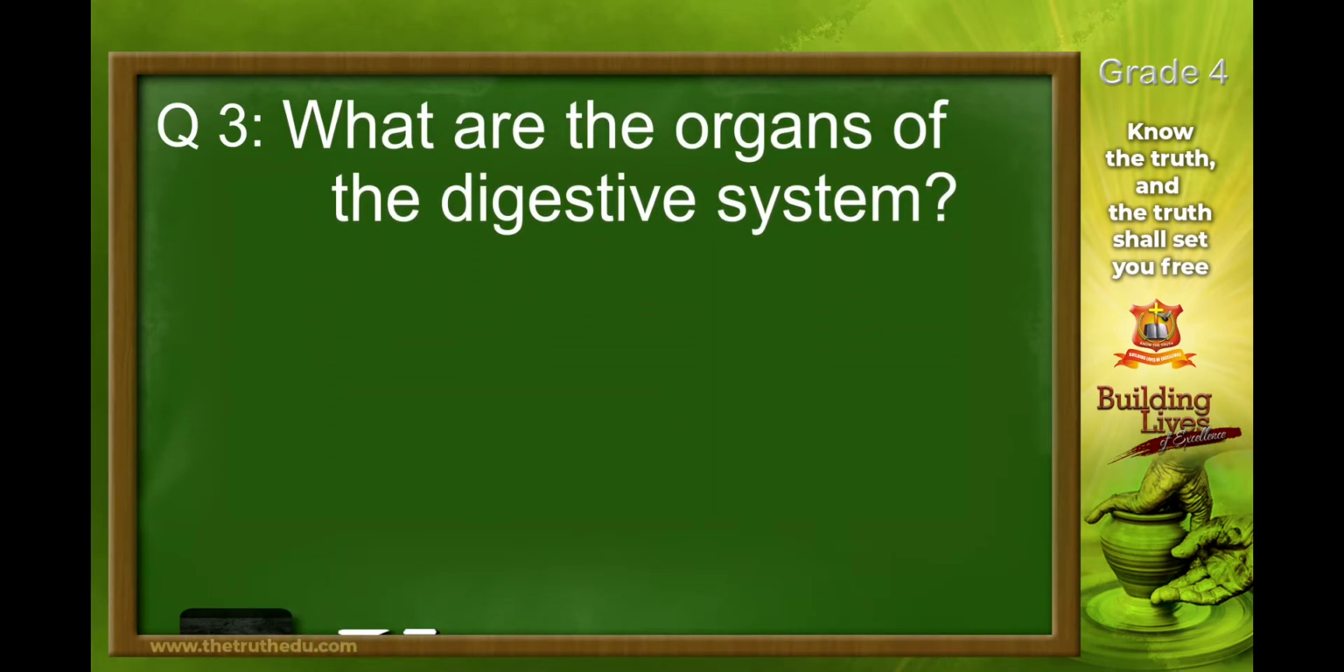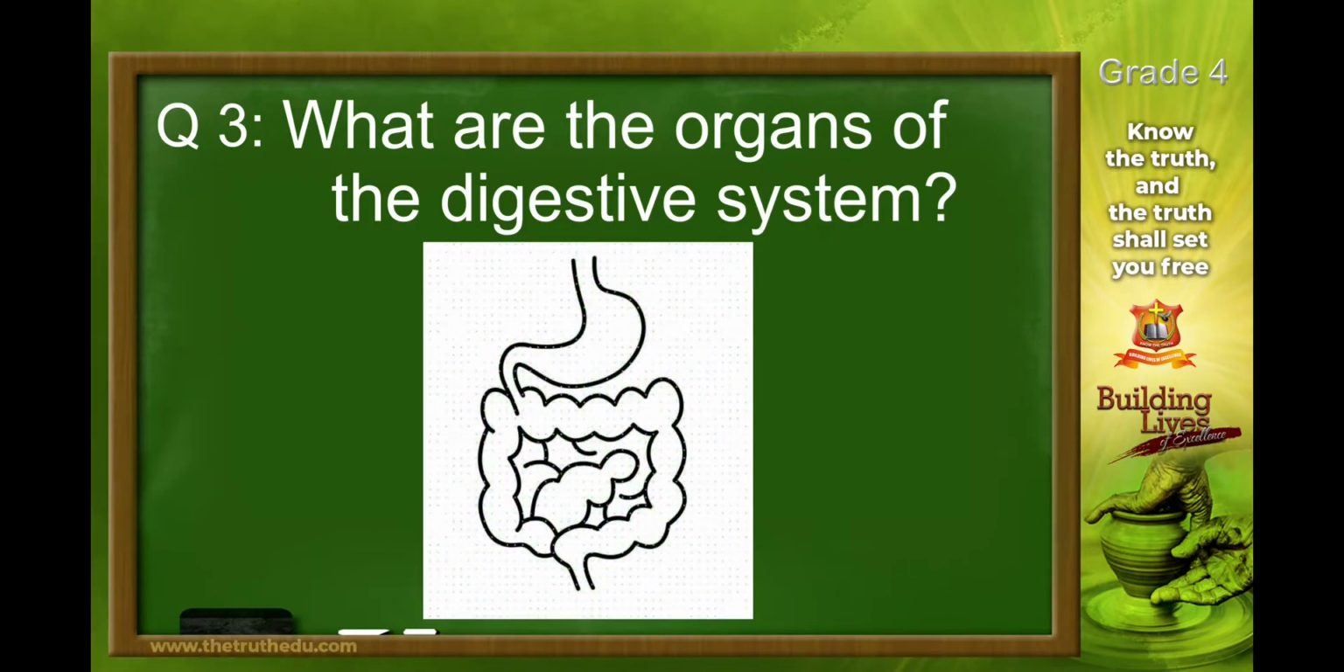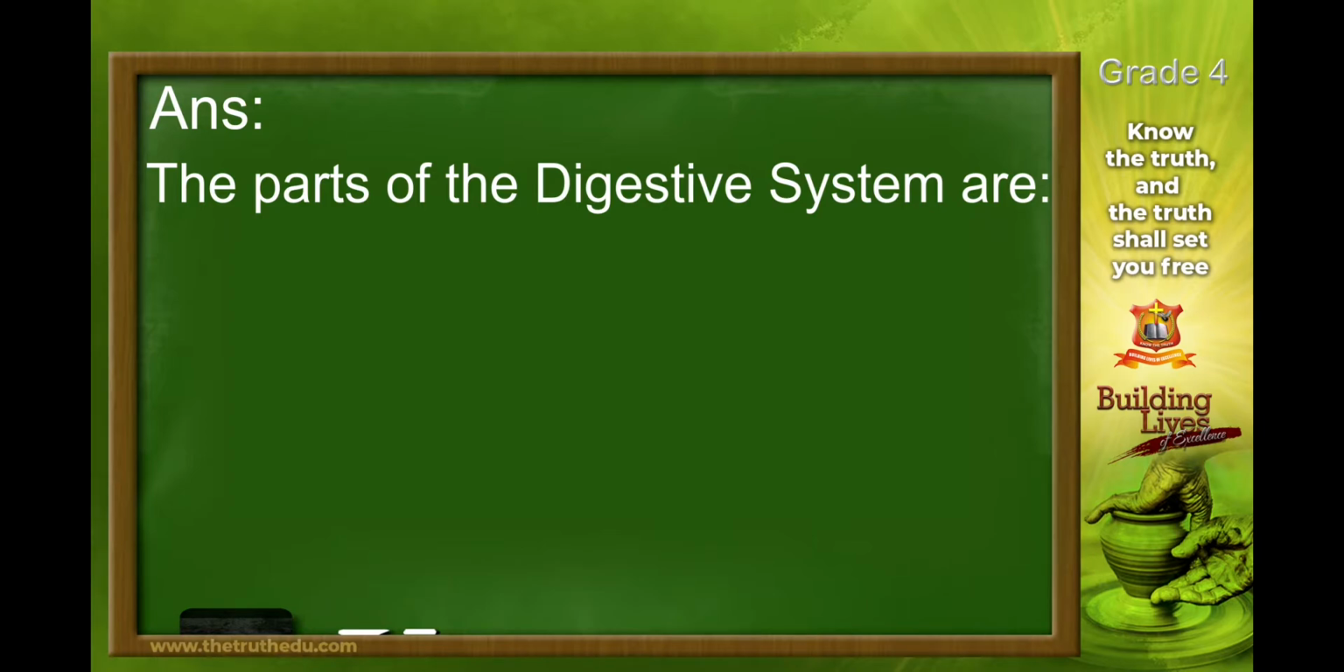So what are the organs of the digestive system? Can you name them? I just told you. Listen very carefully. The parts of the digestive system are, first, the mouth, then comes the food pipe. The food pipe is also known as the esophagus.